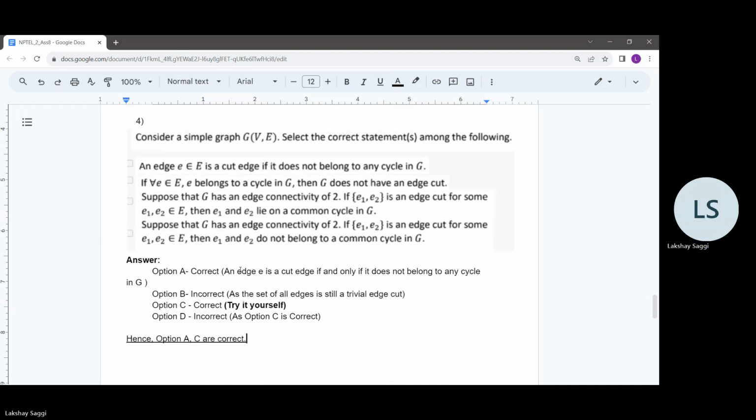So these are the 4 questions which I had for the day. And option C is something which I have not discussed, because I believe that you can prove this yourself. If you are not able to prove the correctness of this option C, you can always ask in the next doubt session, or you can ask on the NPTEL forum also.